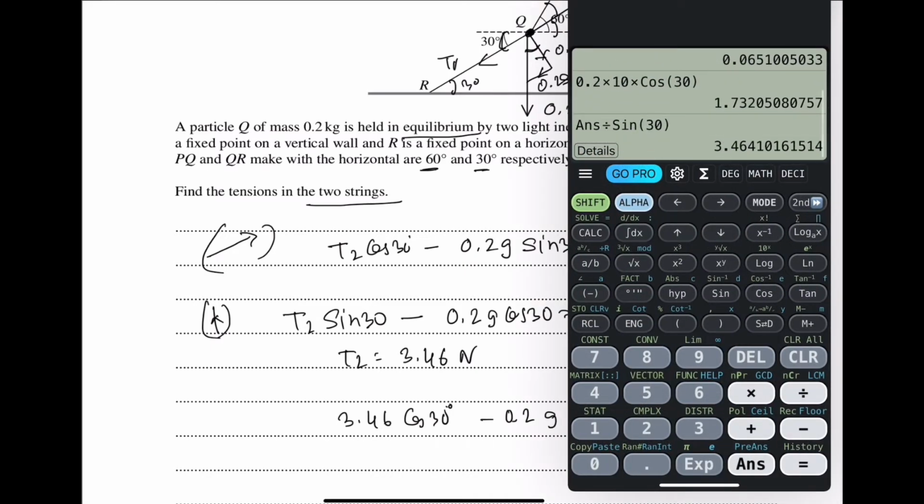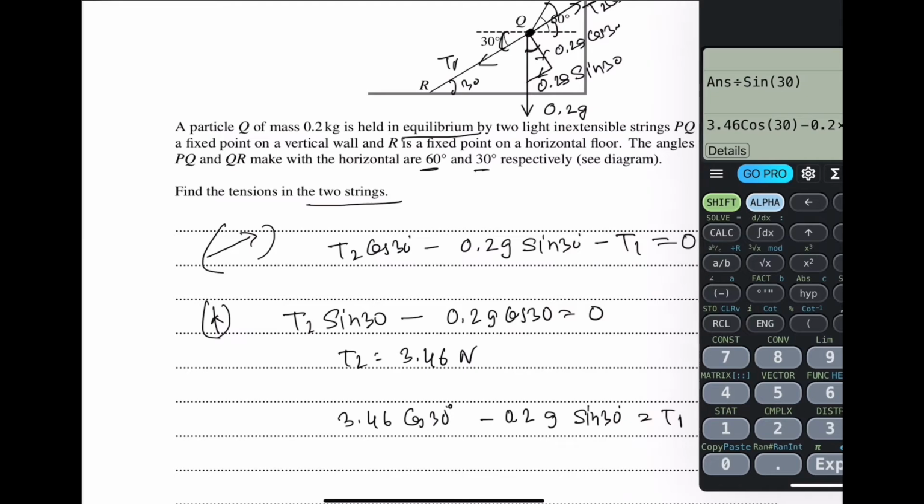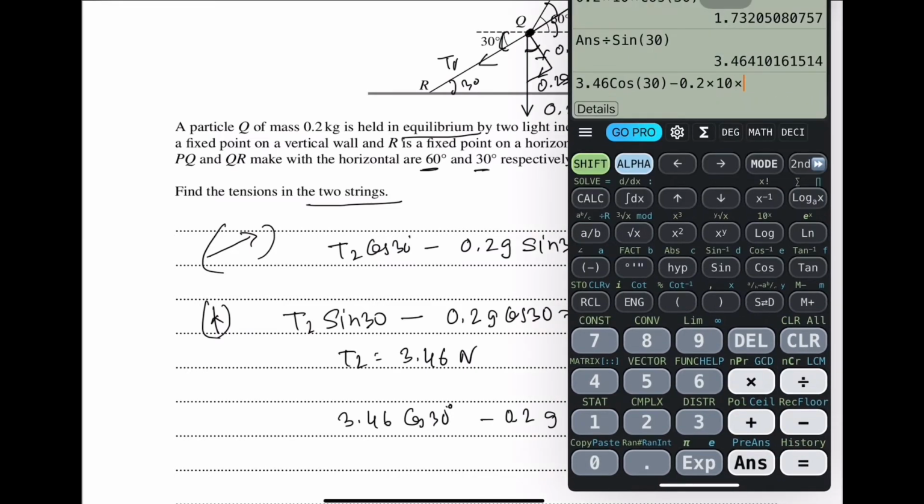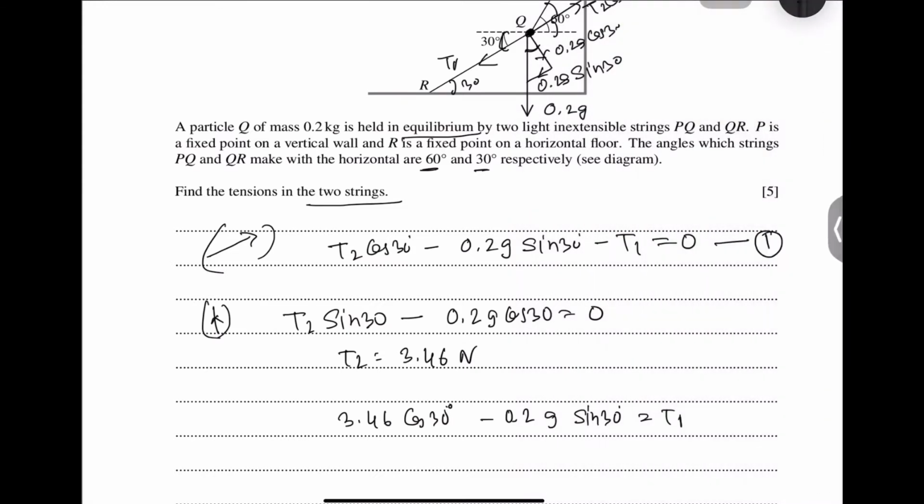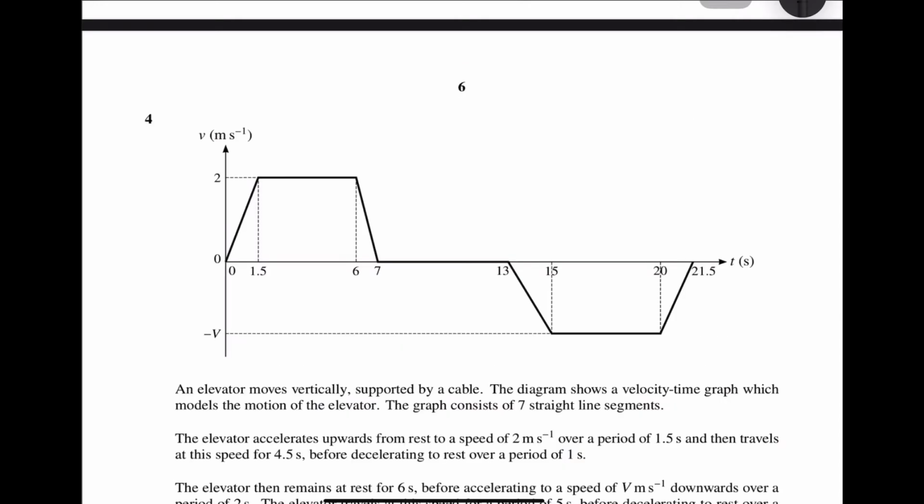So 3.46 cos 30 minus 0.2 into 10 sin 30. This is 1.996. In 3 significant figures, it will be 2. So T1 equals 2 newtons. So this is that. Let us see question number 4.